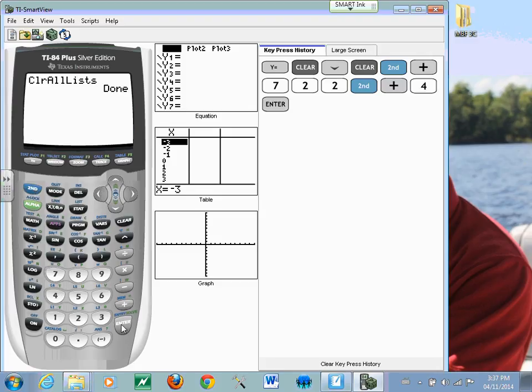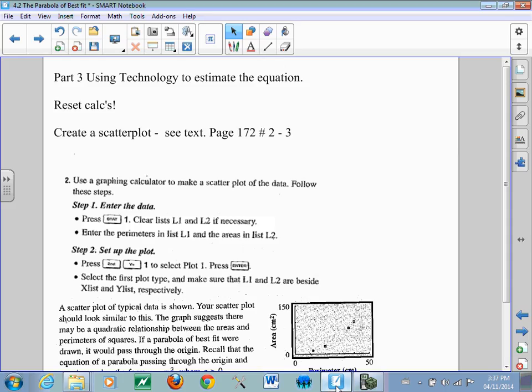All right. So part 3, folks, says on the next page, I'll just flip back to my lesson, use technology to estimate the equation. First of all, we're going to create a scatter plot. If you're wondering where this lesson idea came from, I borrowed it from the textbook. On page 172, it asked us to create the table. We've already done the table on the first page.